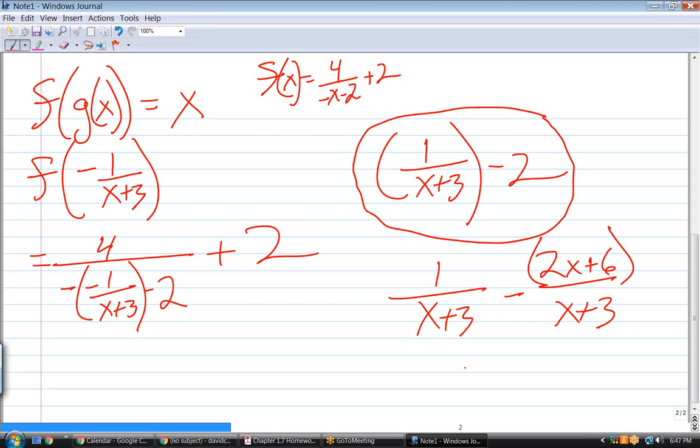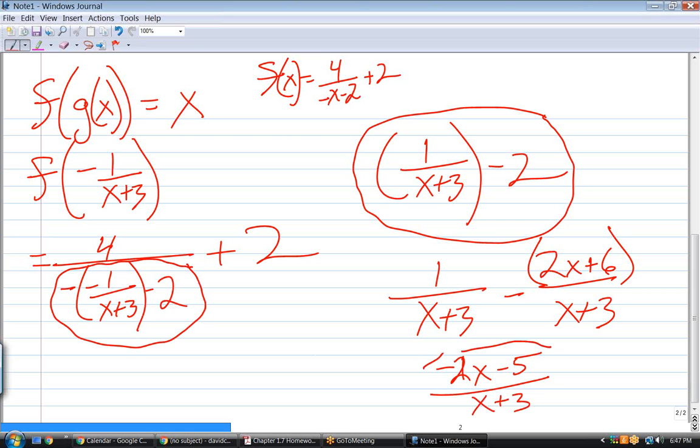But now I have a common denominator, so I can just combine the numerator. So the numerator becomes 1 minus 2x minus 6, or minus 2x minus 5, all over x plus 3. So that's what this is. Okay? Notice that it's a single rational quotient now. In other words, now I'm in a position where I can flip and multiply.